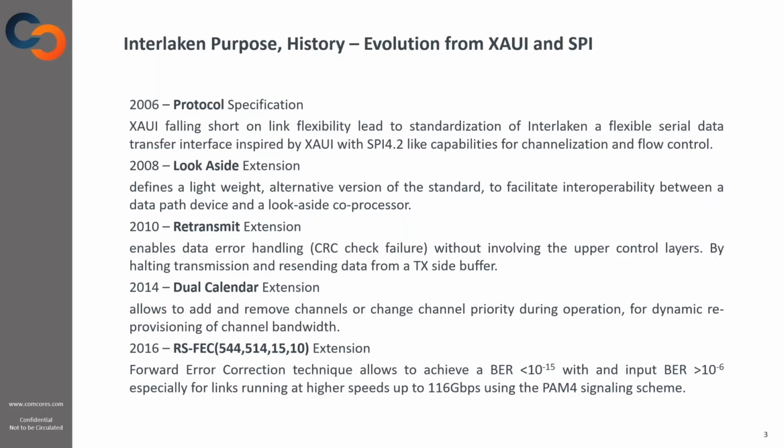Today we're talking about Interlaken, and I would like to tell you a little bit about its purpose and history, and how it evolved from XAUI and SPI. So in 2006, if you remember, XAUI was sort of limited in the number of lanes it could support, and it was meant for sending serialized data, but it didn't have features like flow control or channelization.